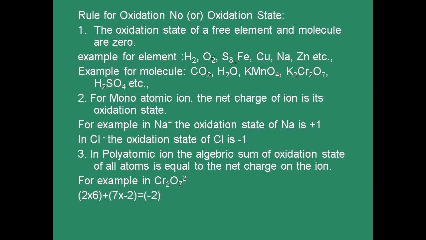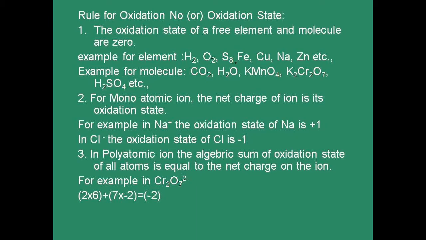Next one, molecule. For example, carbon dioxide, water, KMnO4, K2S, Cr2O7, H2SO4. These are molecules. For these molecules also the oxidation number is 0. And second point, for monoatomic ion. Mono means single, atomic ion. Ion means they have either positive or negative charge. Positive is called a cation, and negative is called an anion.